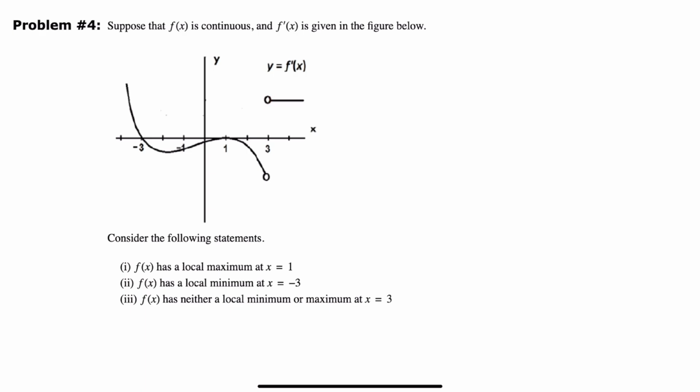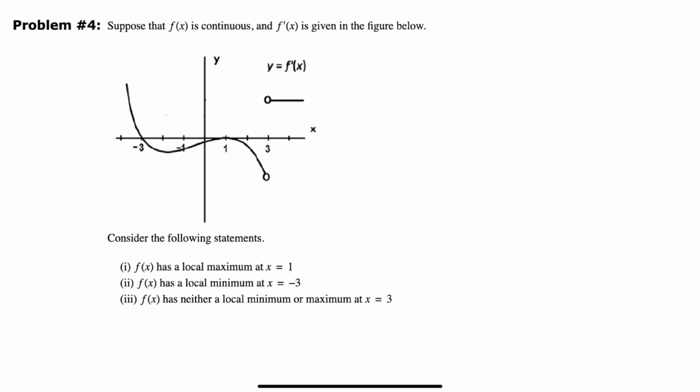It is telling us to consider the following statements. Statement 1 is telling us that f of x has a local maximum at x equals 1. Statement 2 says f of x has a local minimum at x equals negative 3. And statement 3 is telling you that f of x has neither a local minimum or maximum at x equals 3. And your job is to figure out if each of these are true or false.